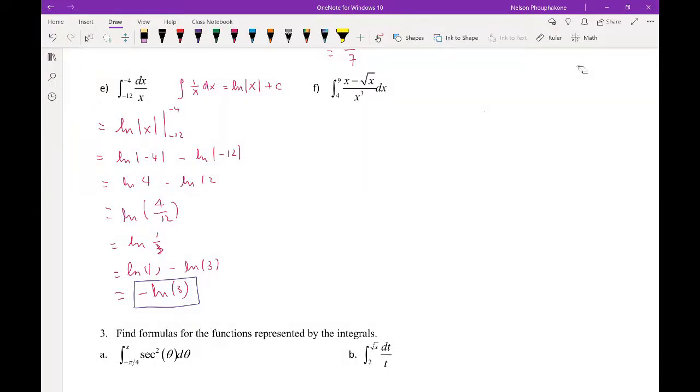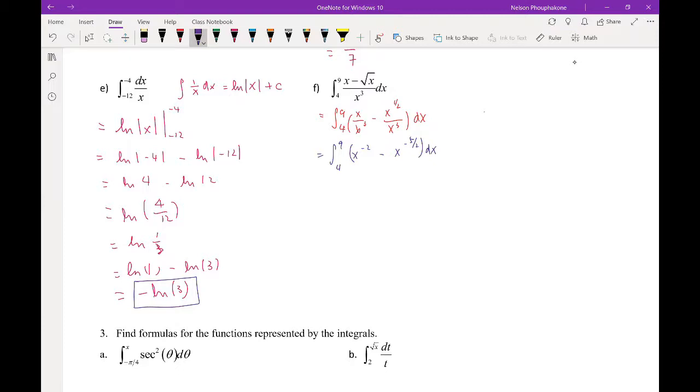Okay, so now you will see that this problem is kind of complicated. So to this problem right here, what I'm going to do is separate this into two terms. Okay, so you will see that this is from 4 to 9 of x over x to the power 3 minus x to the 1/2 over x to the power 3, and then dx. Okay. Then we are going to simplify from 4 to 9. So this is x to the -2 minus x to the -5/2 dx.